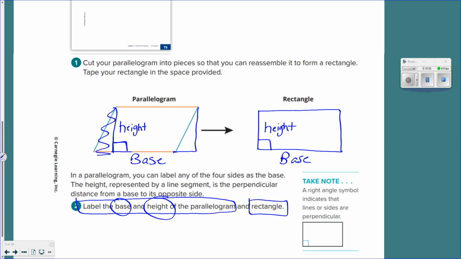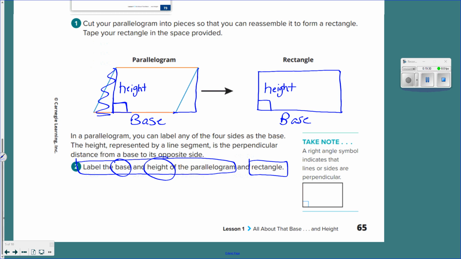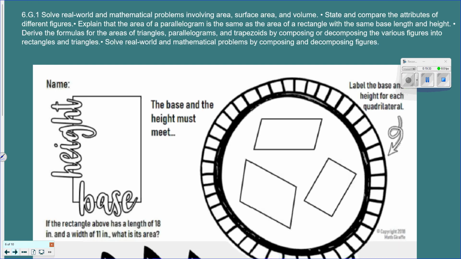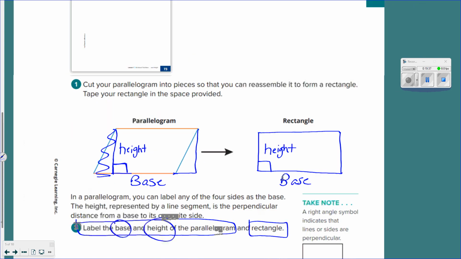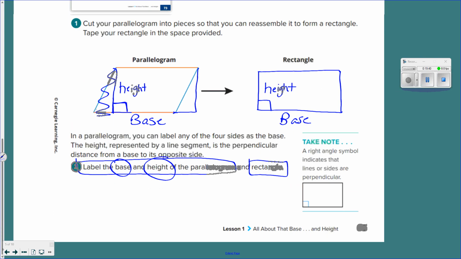All right, let's look at the next page, guys. We are coming around to hand out your doodle notes. Oh, sorry, guys. I forgot the note at the bottom. Turn back to the last page real quick. The right angle symbol indicates that the lines or sides are perpendicular. They always make a perfect corner. I said it, I just didn't highlight it. All right, we're coming around to hand out your doodle notes.